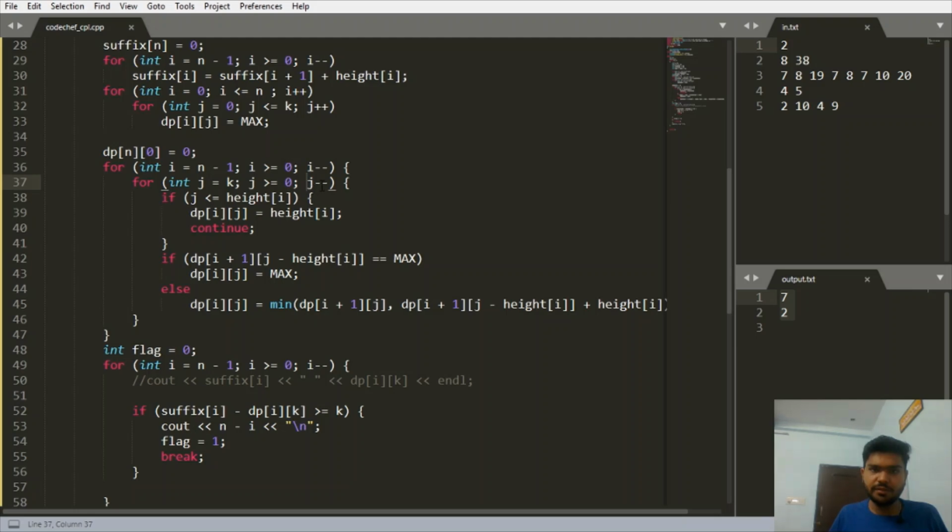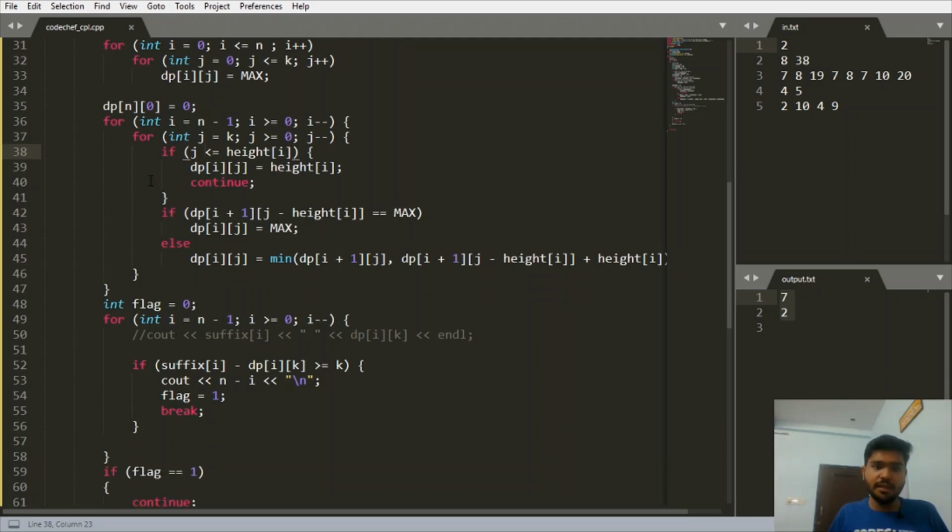So as we have discussed in the approach, while we are writing the values for each cell, if the j, that means the k value that we are traversing, is less than or equal to height of i, that means that only that box is sufficient to match, right, for that particular value of k that we are traversing using the value j in the columns. So the dp of i comma j will be equal to height of i, and we'll continue.